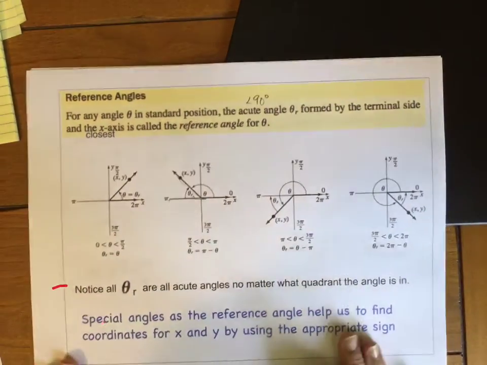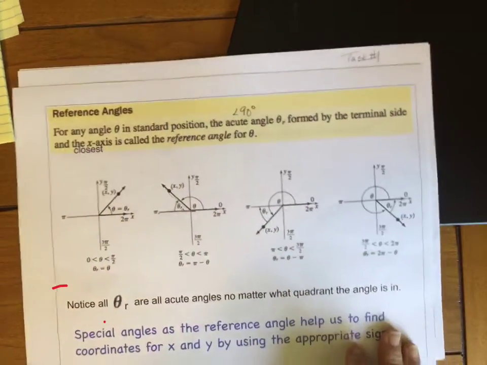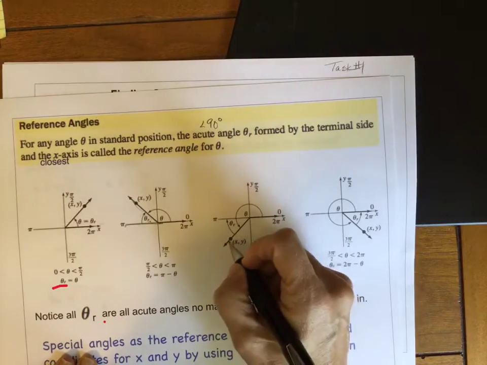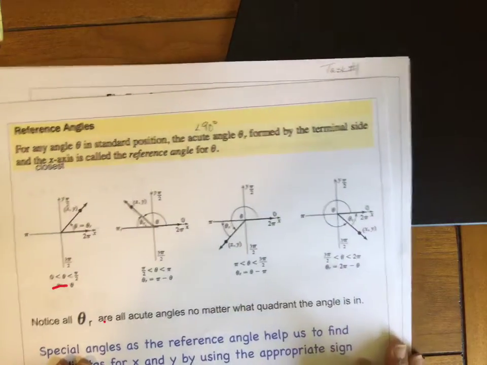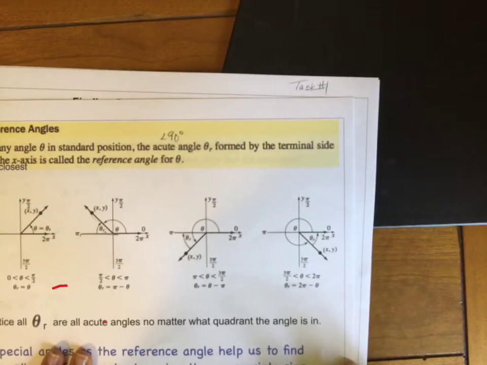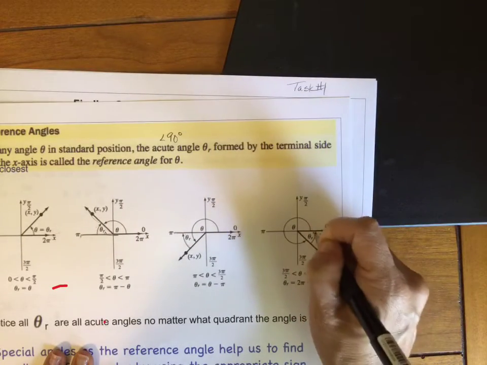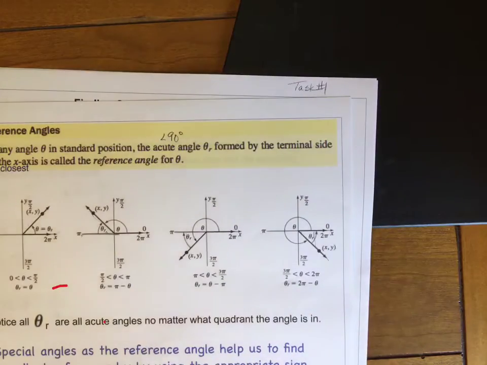Let me zoom in a little bit so you can see that this is theta sub r. In quadrant 3, your reference angle is between the terminal side and your x-axis here. And in quadrant 4, your reference angle is between the terminal side and your x-axis up here. And that's how we've been drawing in our triangles.